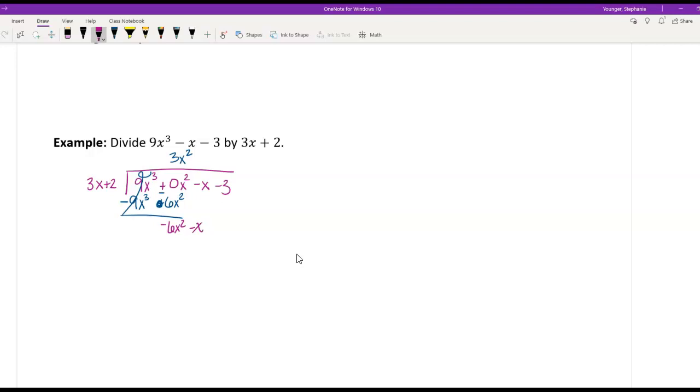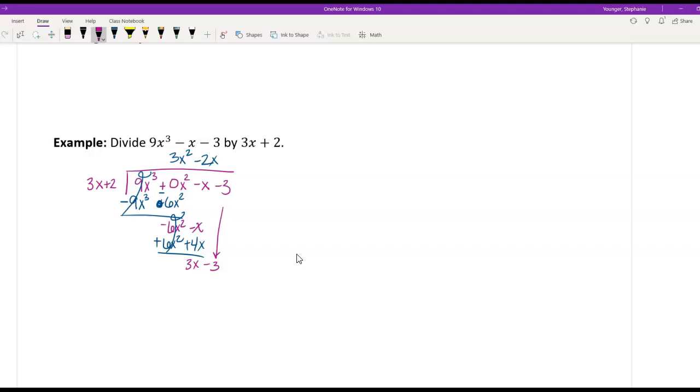All right, now let's do this again. Negative 6 divided by 3 is negative 2. x squared divided by x is x. So now let's multiply. Negative 2x times 3x is negative 6x squared. Negative 2x times 2 is negative 4x. However, since I'm subtracting, I'm changing all my signs. These cancel. I now have 3x. Bring down the minus 3.